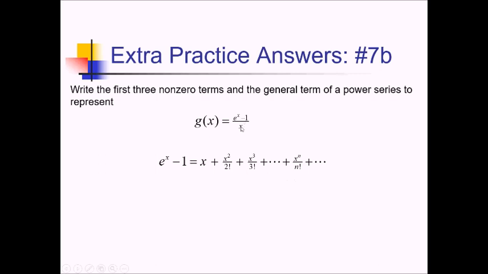So we just need to divide all of that by x now. So that's just going to be 1 plus x over 2 factorial plus x squared over 3 factorial plus, finally, this is just going to be x to the n minus 1 over n factorial. And then that one's done.